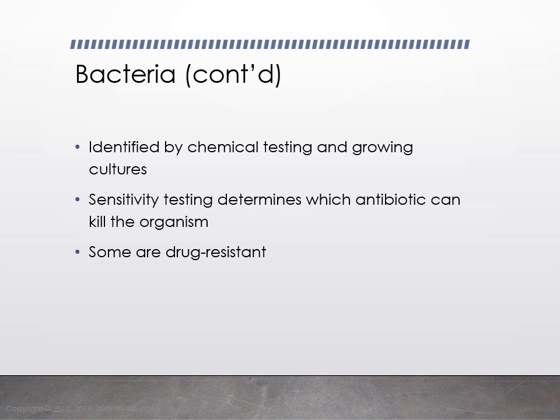But then whenever he gets back the sensitivity results and he sees what was growing and what can kill this bacteria, that's when the doctor will change from a broad spectrum to something more specific based on what's grown in that culture. So you might have seen before where you go to the doctor for an appointment, they take a culture and they say, hey, I'm going to start you on this and we'll call you if you need to be on something else. So that's where they've done a culture and sensitivity test. So sensitivity testing determines which antibiotic can kill the organism, and some are drug resistant.